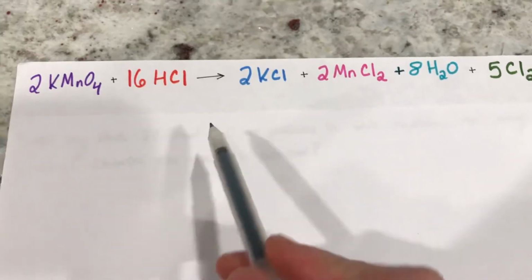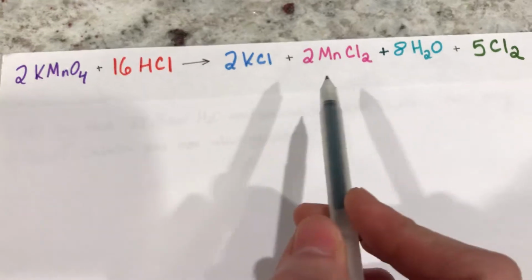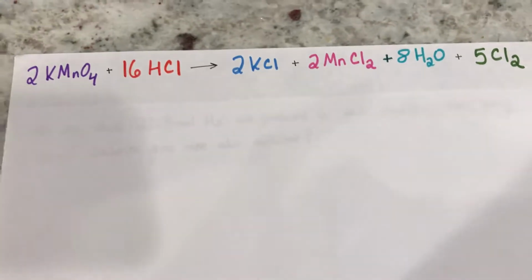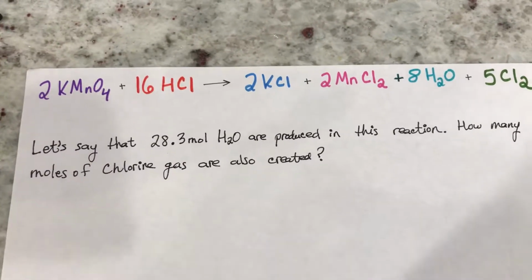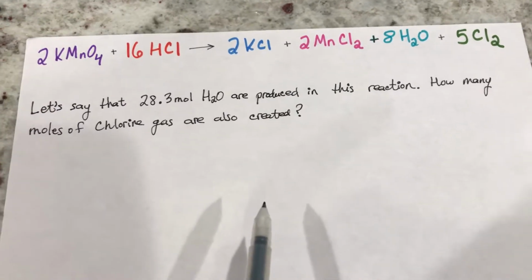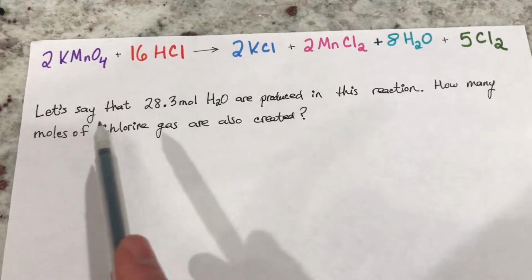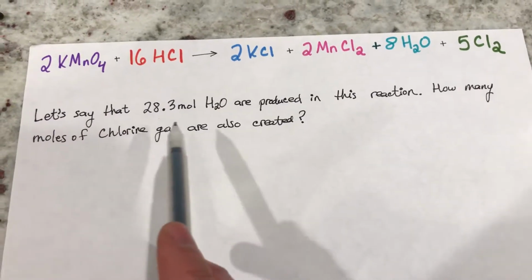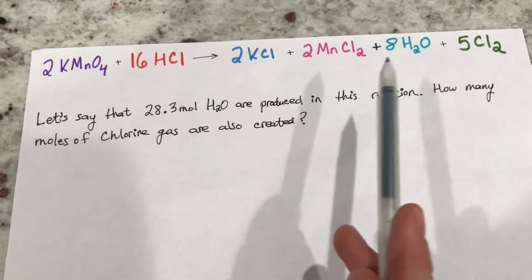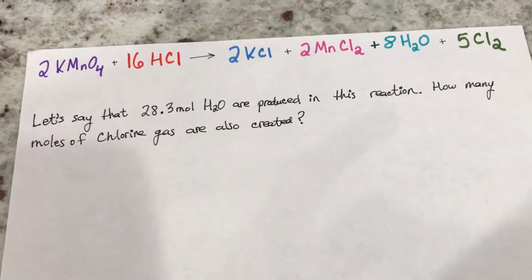You're gonna realize that we're not even gonna use all of them. It doesn't matter. So if you look at this, you're like, oh man, there's so much stuff there I don't understand. Doesn't matter. Don't worry about it. So what I first want to look at is one example of how to do some simple mole-to-mole conversions. So for our first little example, we're only going to do 2. Let's say that 28.3 moles of water are produced in this reaction. So obviously water up here. How many moles of chlorine gas are also created?